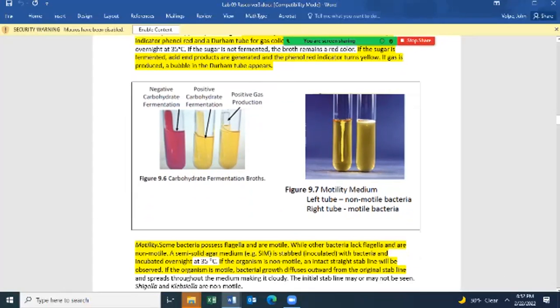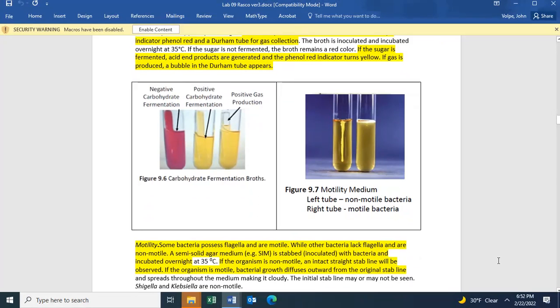If not, let's look at the motility test. The motility medium is a semi-solid media, meaning it does have agar in there to solidify it, but the agar is very low, so it's semi-solid. And if the agar is low enough, if the bacteria have flagella, they can swim out of where you stabbed it. And that happened in this tube, where if you notice, let me blow that up a little bit.